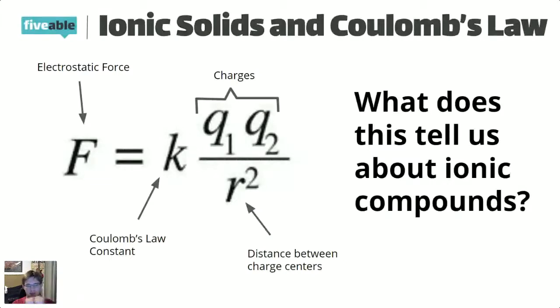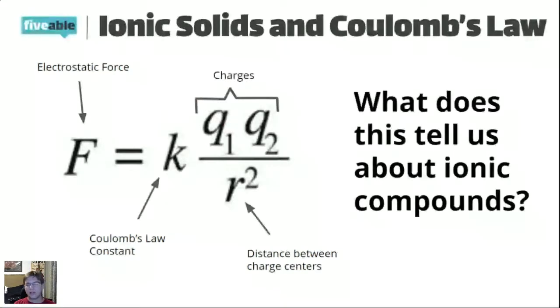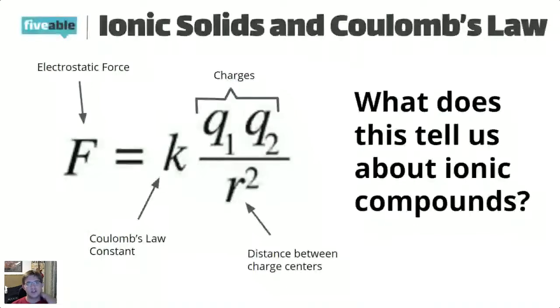So basically, if you have highly charged atoms with little distance between them, meaning they're small, it would imply a stronger ionic lattice energy, is what it's called. Whereas if you have lower charges and big atoms, you're not going to have as strong of an ionic attraction. Do you all understand Coulomb's law in terms of what it tells us about ionic compounds? If we want the strongest bonds, ionic bonds will have small atoms, big charges.